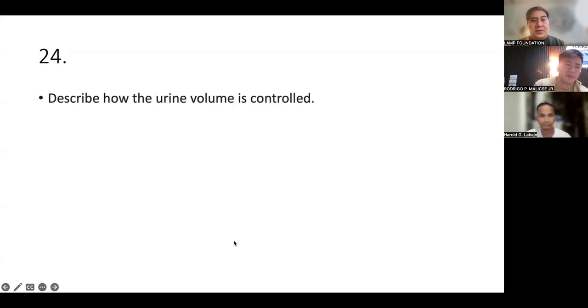Describe how the urine volume is controlled. Under normal circumstances, the urine is dilute. Increased blood osmolarity increases hypothalamus activity, then increases posterior pituitary activity, increases ADH secretion, increases water absorption by the collecting ducts, and decreases urine volume.